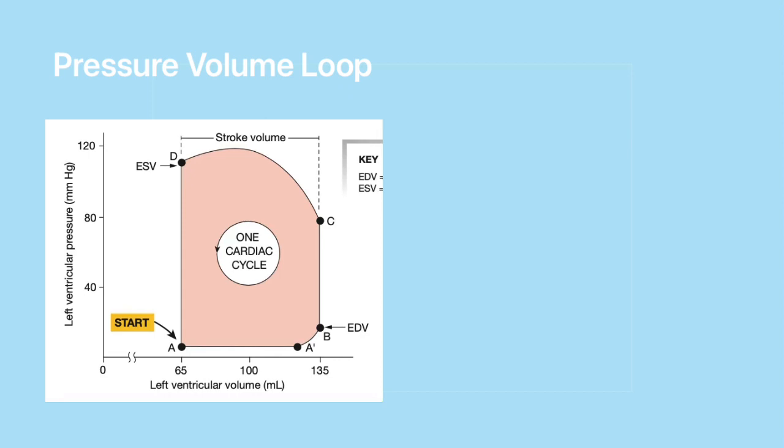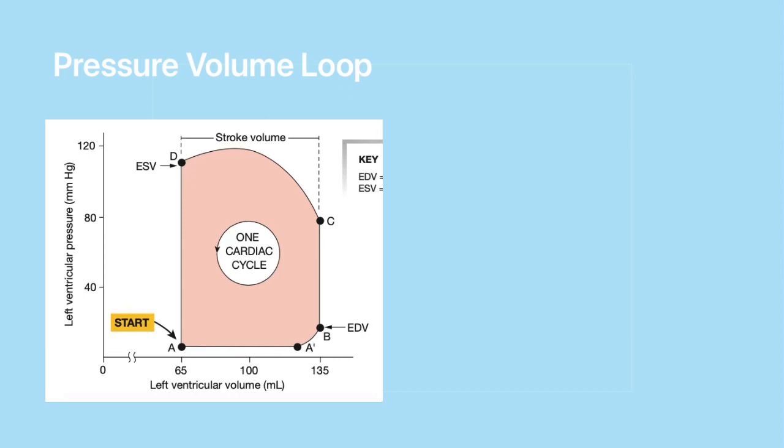To recap, point A is where the mitral valve opens, point B is where the mitral valve closes, point C is where the aortic valve opens, and point D is where the aortic valve closes. From point A to B, pressure increases slightly and volume changes from 65 milliliters to 135 milliliters. From point B to C, pressure increases to 80 millimeters of mercury and volume stays the same.